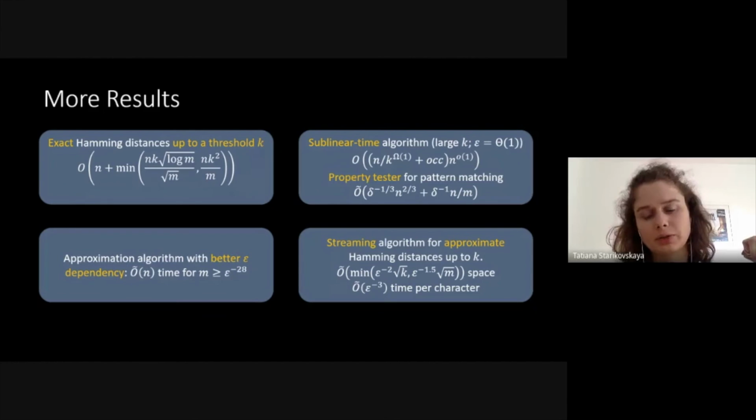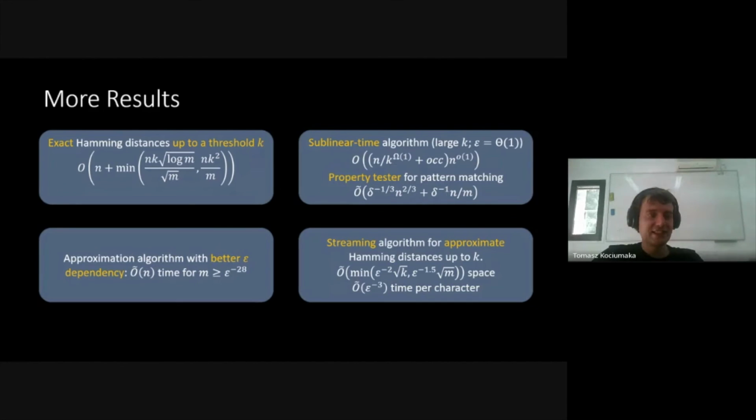Tomek, could you repeat the definition of your property tester again? The property tester must return yes if there is an exact occurrence with Hamming distance 0, and it must output no if for every fragment the distance is larger than delta times m. And regarding this property tester, it is also a nice problem whether you can improve this n to the 2/3 dependency. I would hope that something like square root m should be possible without too much new techniques.